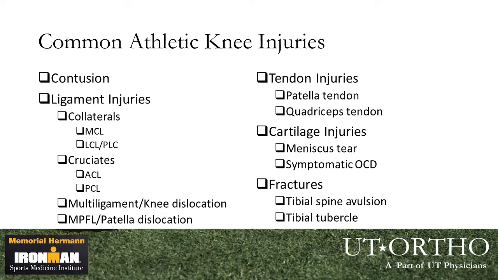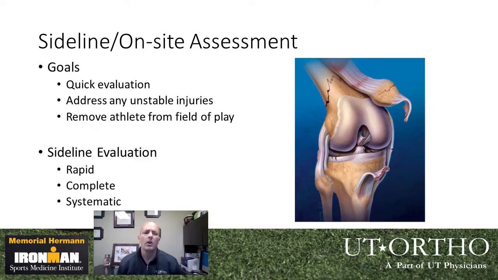So our common athletic injuries that we're going to cover tonight include contusion, ligamentous injuries, tendon injuries, cartilage injuries, and briefly on fractures. And I'll do this in a case-based presentation. Our sideline or on-site assessment, it can be courtside or wherever your athlete is participating. Goals include quick evaluation, address any unstable injuries, and you want to remove that athlete from field of play.